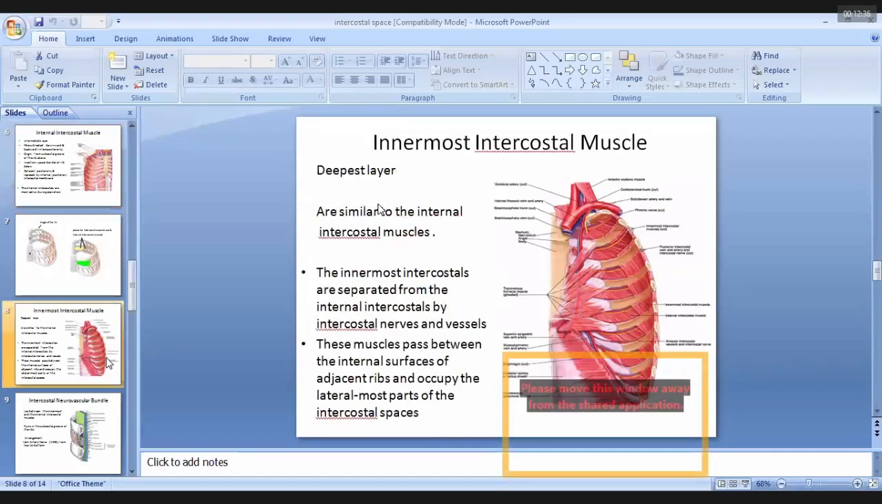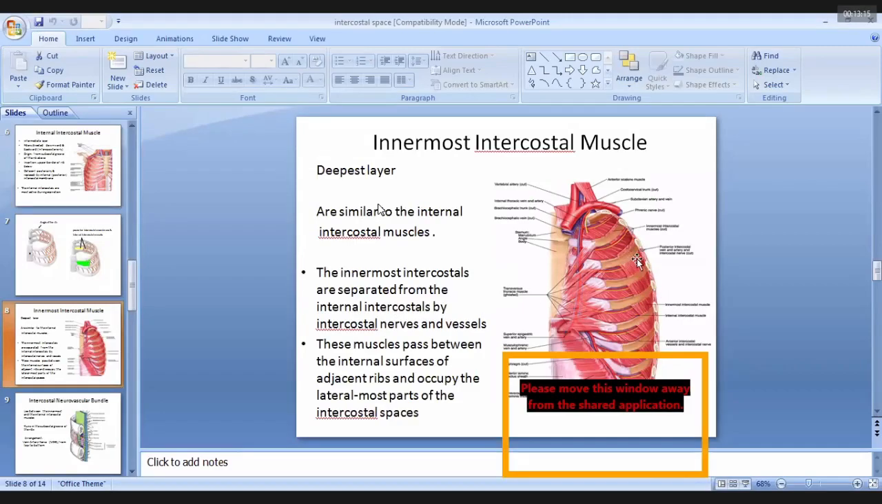Then the third type of muscle, known as the innermost intercostal muscle, forms the deepest layer of the intercostal muscles. It is similar to the internal intercostal muscles, and usually it is considered as a part of the internal intercostal muscles. The innermost intercostal muscles are separated from the internal intercostal muscles by the neurovascular bundle. It means the neurovascular bundle is present between the two layers of muscles, the internal intercostal and the innermost intercostal muscle.